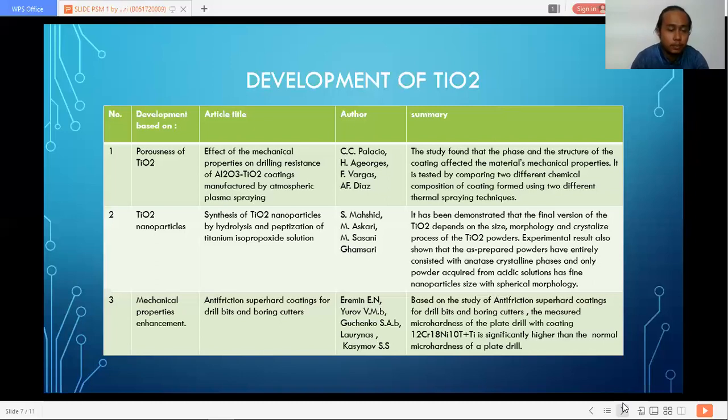The third one is mechanical properties enhancement. The article is Anti-friction superhard coatings for drill bits and boring cutters by Ermin En and his colleagues. The summary is, based on the study of anti-friction superhard coatings for drill bits and boring cutters, the measured microhardness of the plate drill with the titanium coating is significantly higher than the normal microhardness of a plate drill.